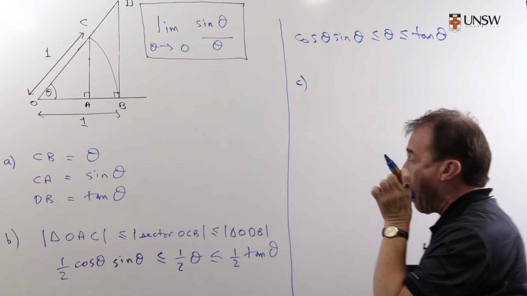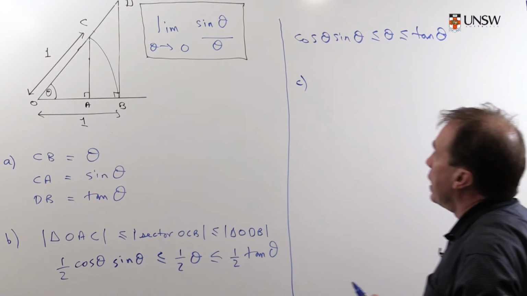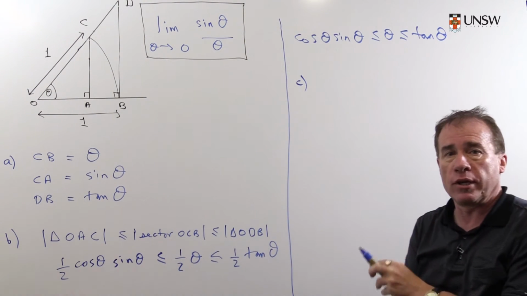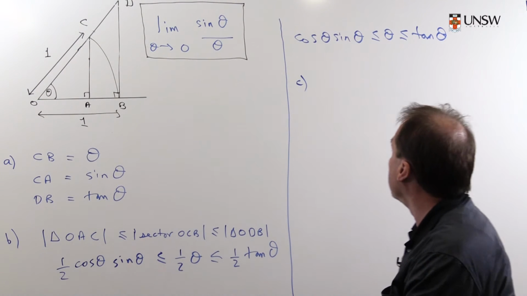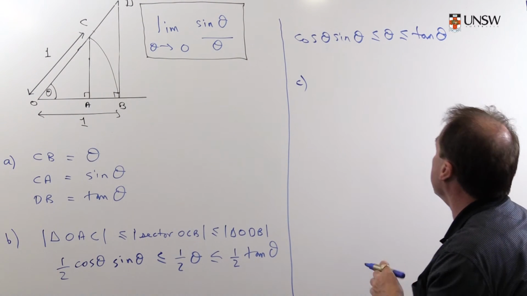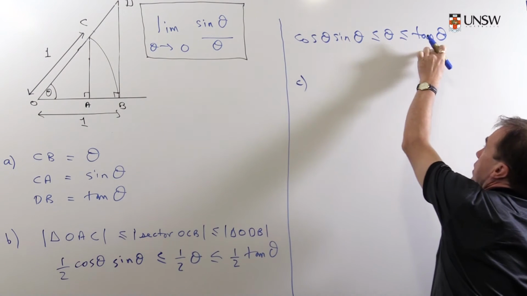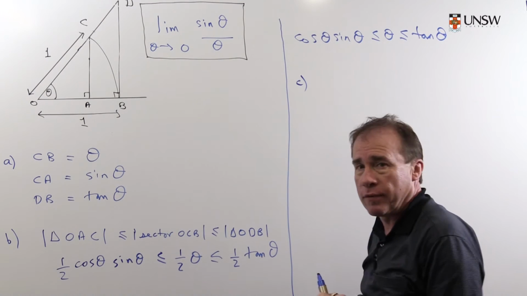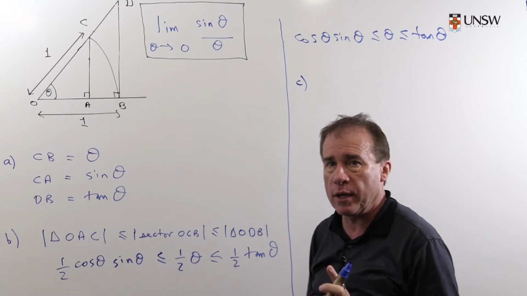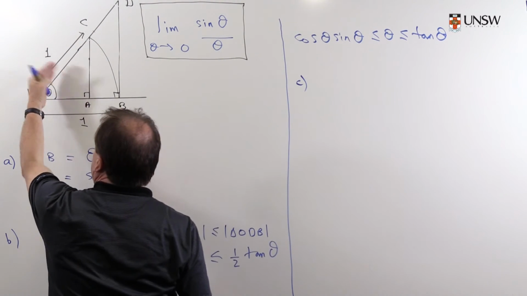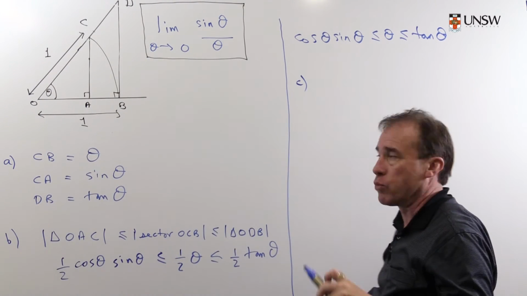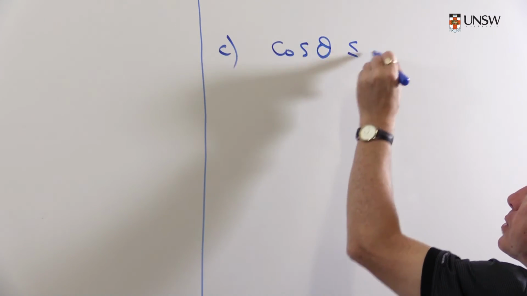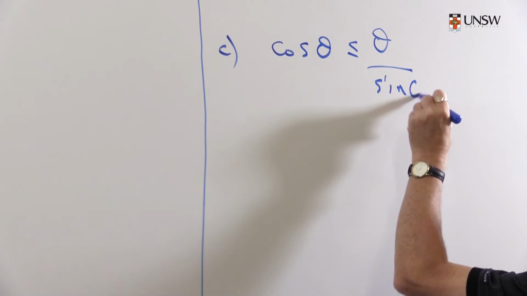For part C, we're now going to try and in fact get the limit not of sine theta on theta, but the other way round. Well, you can see they're going to be connected, so I'm going to try and get theta on sine theta. So I'm going to divide this inequality through by sine theta. Got to be a little bit careful because you're dividing by sine theta, which can be negative, but if my theta is in the range 0 to pi on 2, then all is well because it's positive. So I divide by sine theta, so I get cos theta is less than theta on sine theta.